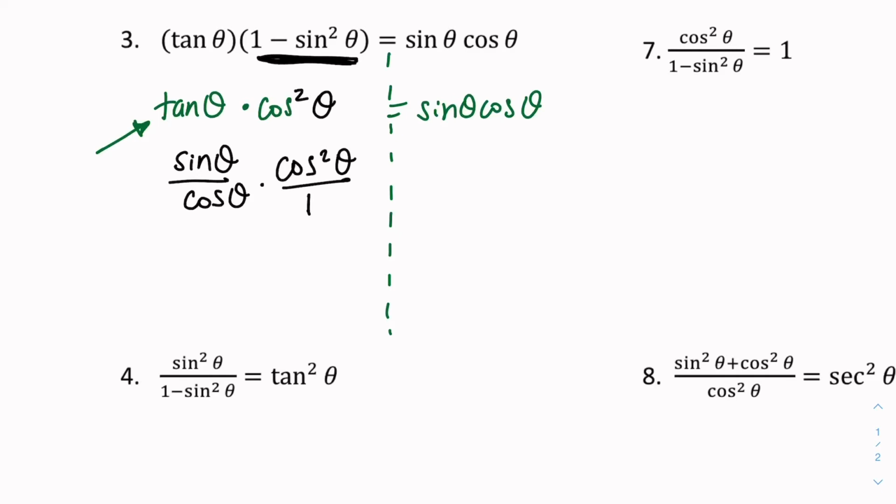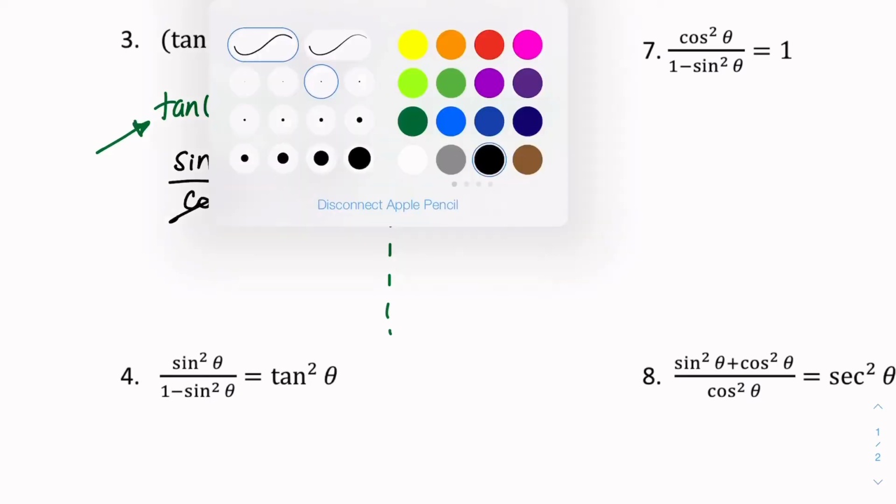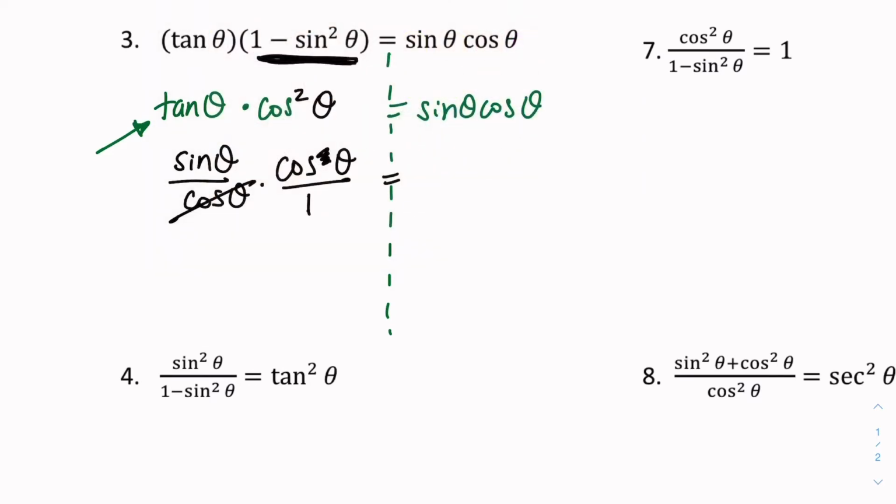Over 1, so we can now multiply straight across. And now notice we can cancel this cosine with one of these cosines, leaving us on the left side with sine theta cosine theta equaling sine theta cosine theta.